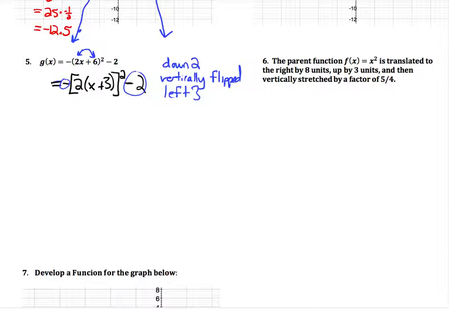And then we just learned that inside, if you have times 2, you expect it to be a stretch, but it's going to be opposite. So we should have a horizontal compression.